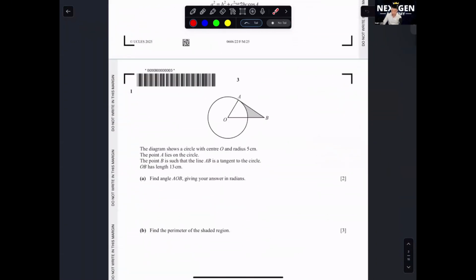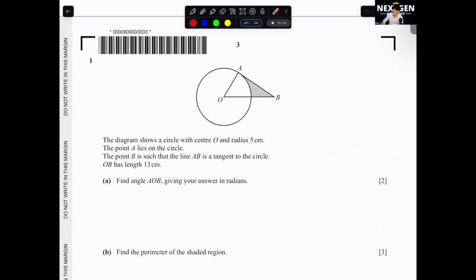All right, let's go to question number 1. The diagram shows a circle with center O and radius 5 cm. The point A lies on the circle. The point B is such that the line AB is a tangent to the circle. So this one is a tangent. OB has length 13 cm. So what do we know about a tangent to the circle? Tangent to circle and radius will be 90 degrees, according to circle theorem. Now they want us to find angle AOB. Radius here is equal to 5, then here is 13.